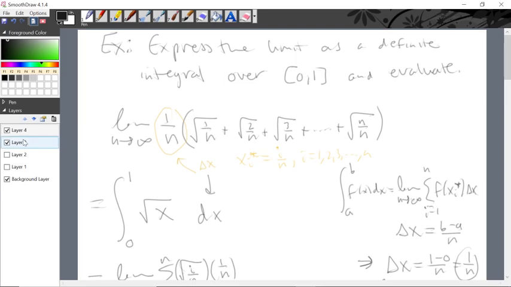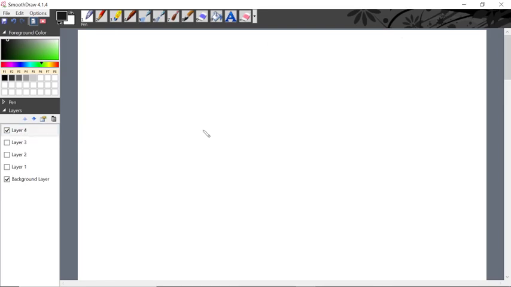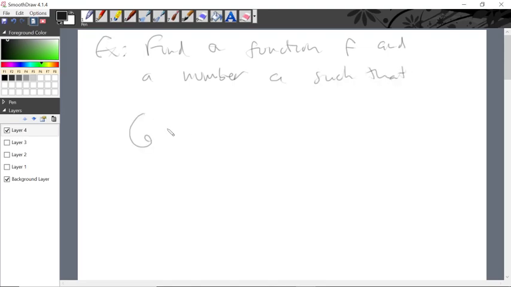Okay. All right, so I have one more example to take a look at here which utilizes both parts of the fundamental theorem of calculus. So find a function f and a number a such that the following equation is true. 6 plus the integral from a to x of f of t over t squared dt is equal to 2 root x for all x greater than 0.